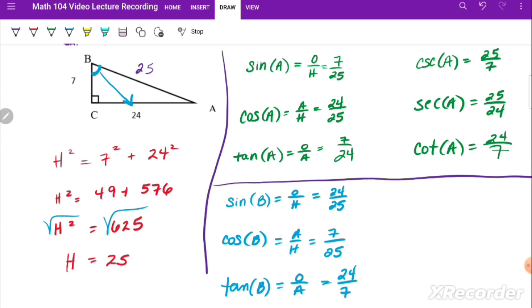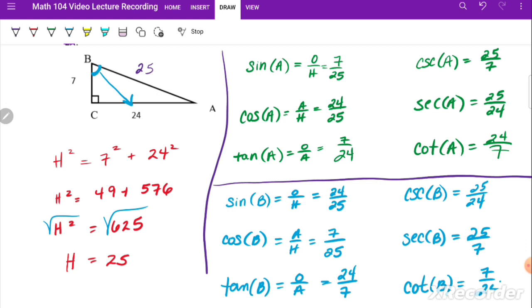And then the other three will be our reciprocals. Cosecant of angle B will be 25 over 24. Secant of angle B, 25 over 7. And cotangent of angle B, it's going to be 7 over 24.